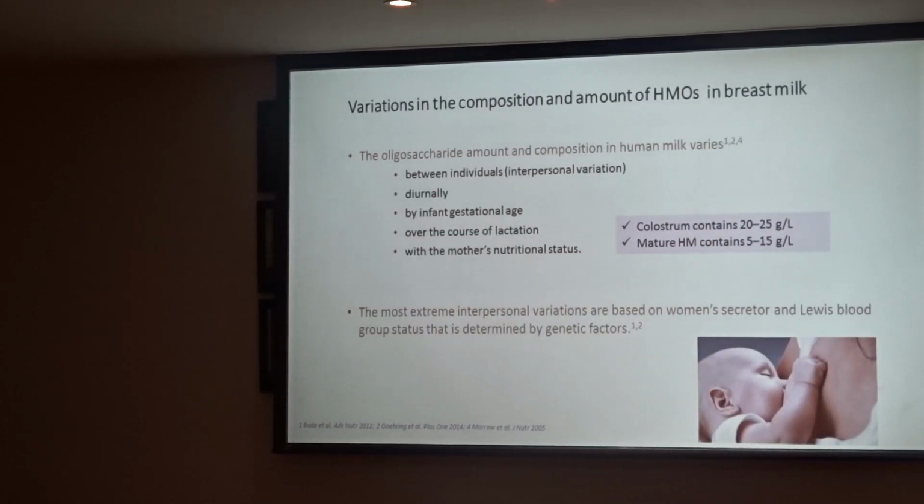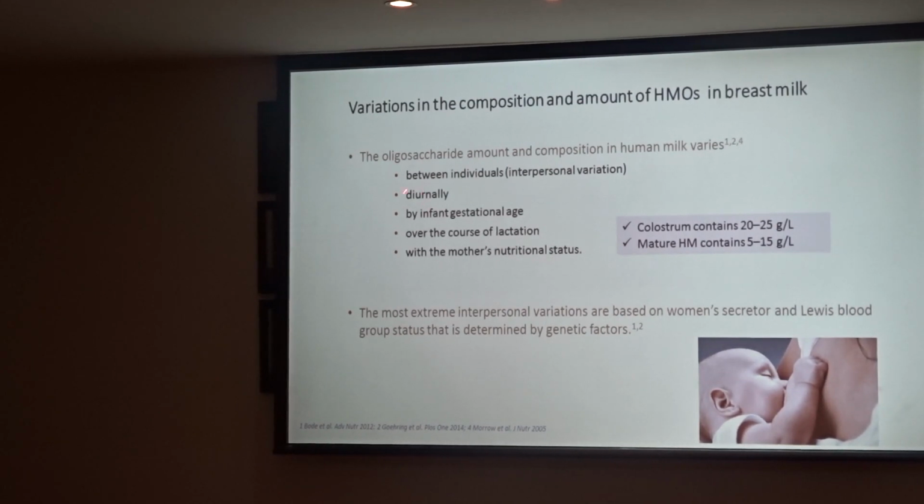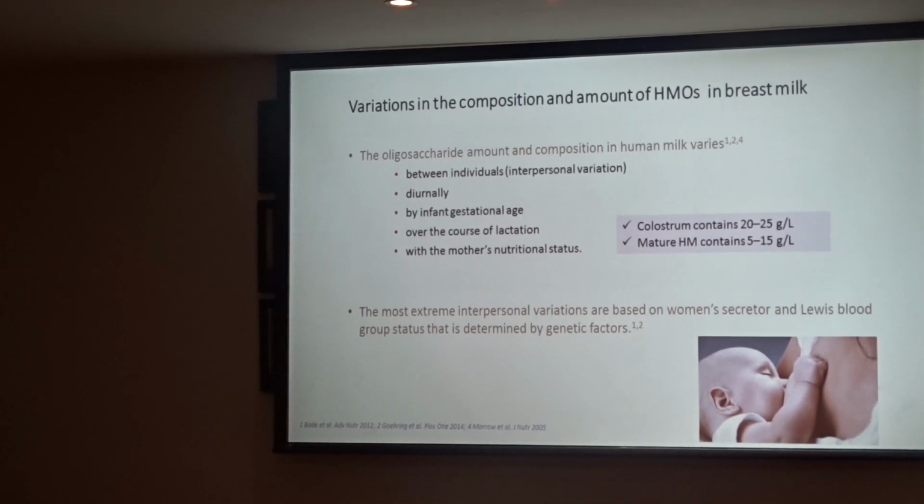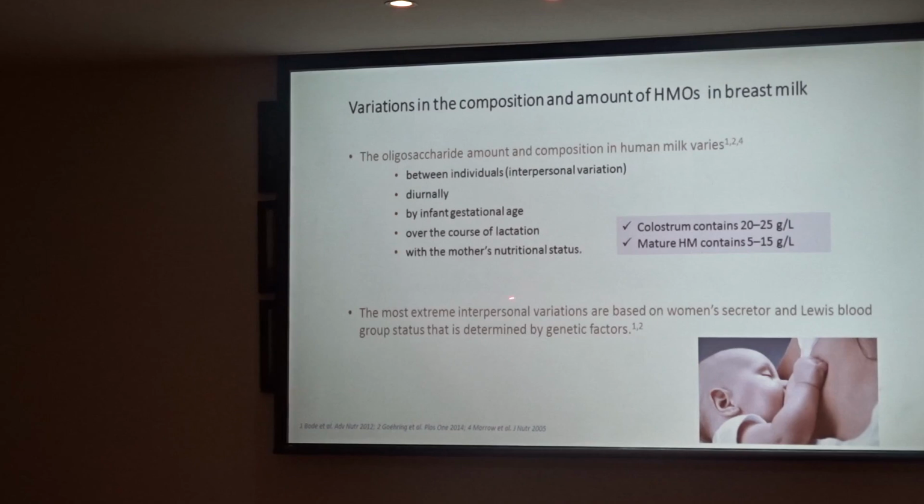The human milk oligosaccharide content varies from time to time. In the colostrum, it's very high, 20 to 25 grams per liter. And usually during the lactating period after the colostrum, it is from 5 to 15 grams per liter. But also it varies from mother to mother. Even within the same feeding session, and with diurnal variation from the morning to the evening, the amount is different. Okay. Also the mother's nutritional status.